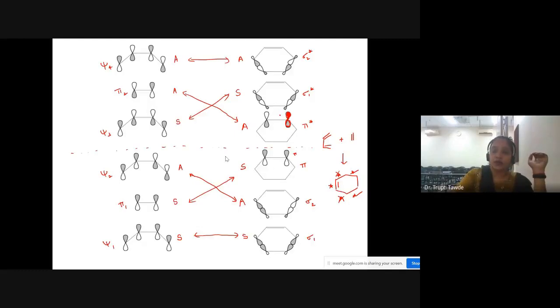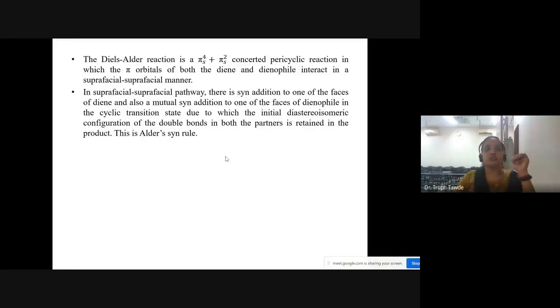Now, when I talk about this suprafacial interaction, everyone knows that Diels-Alder follows the concerted mechanism. What is the meaning of concerted mechanism? It is continuous breaking and formation of bonds, and that's why you end up with this product. So for this particular reaction, there is only one way of forming it, and that is the suprafacial manner.